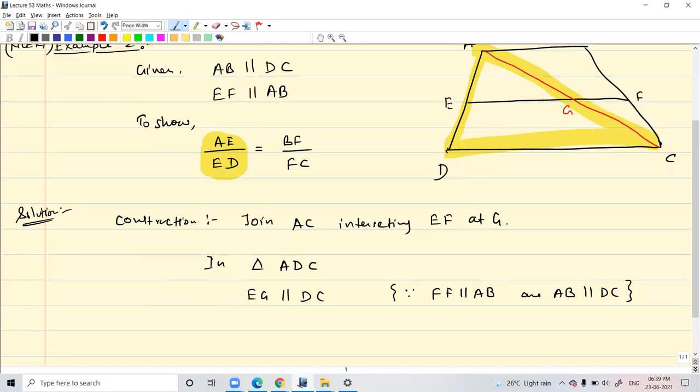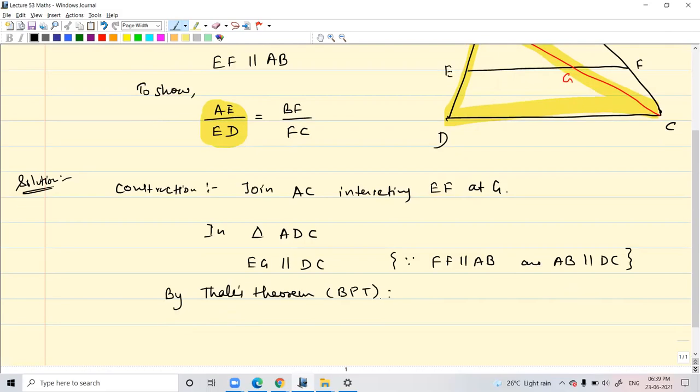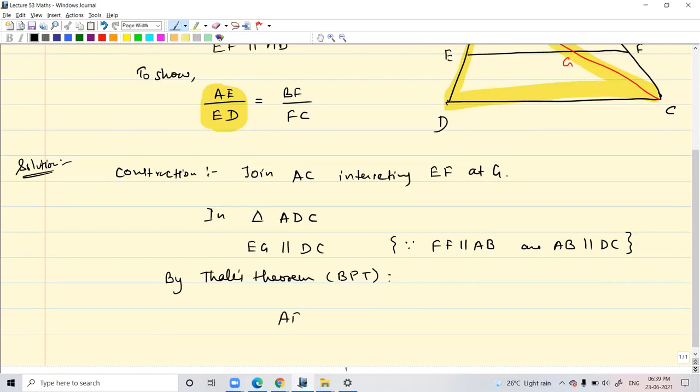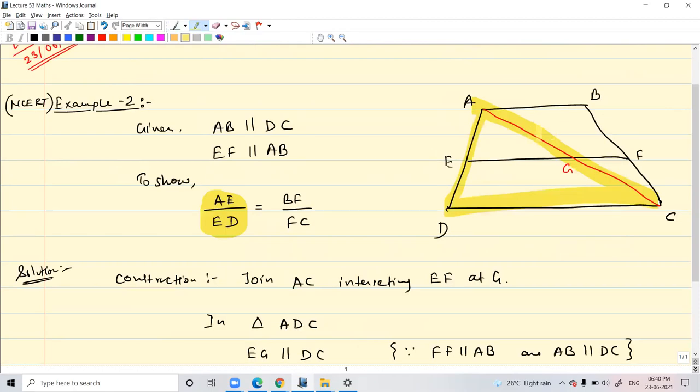Yes, sir. Okay, so now looking at just this triangle ADC using the Thales theorem, what should I write? AE by ED equal to AG by GC. Yes, absolutely right. By Thales theorem or BPT, we can say AE by ED is equal to AG by GC. You see, we have got the LHS of what we need to prove. But right now, AE by ED is not equal to BF by FC, but it is equal to AG by GC.